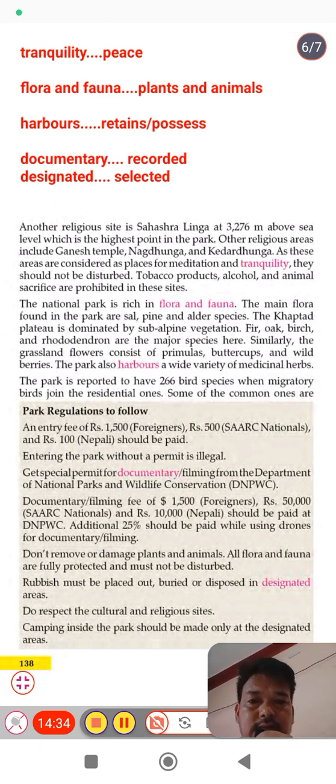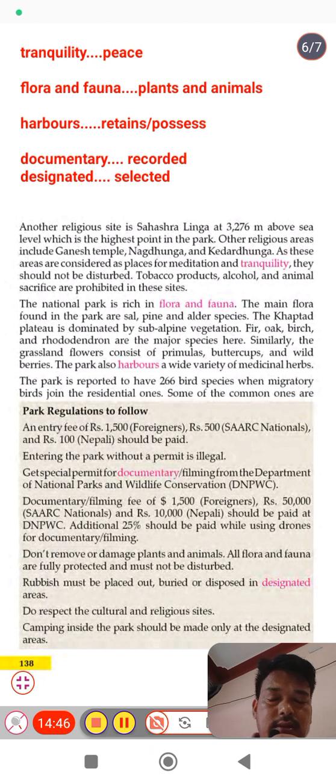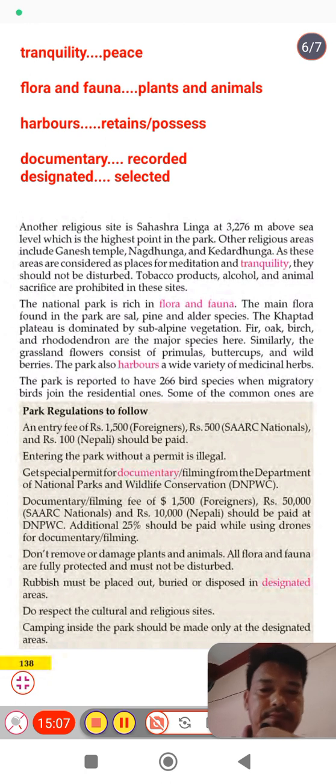So here are some regulations that visitors have to follow. The park regulations to follow. First one, an entry fee of 1500 for foreigners, 500 for SAARC nationals, and 100 rupees for Nepali locals should be paid. So students, before entering the park, this entry fee should be paid.